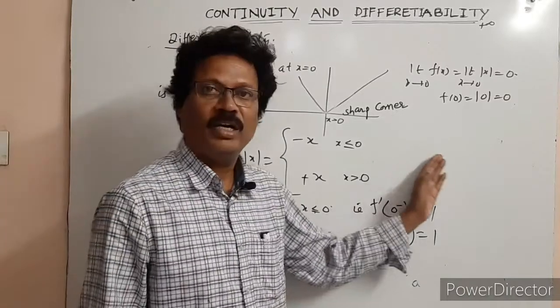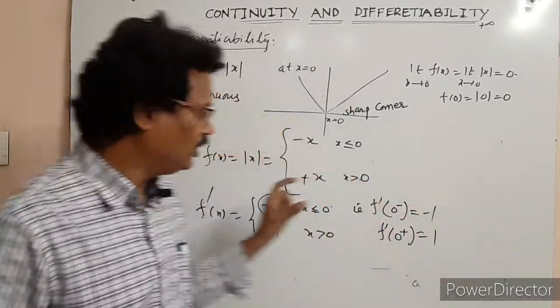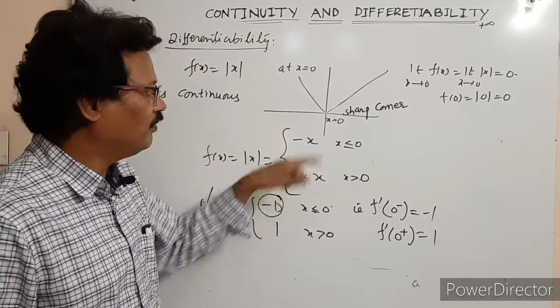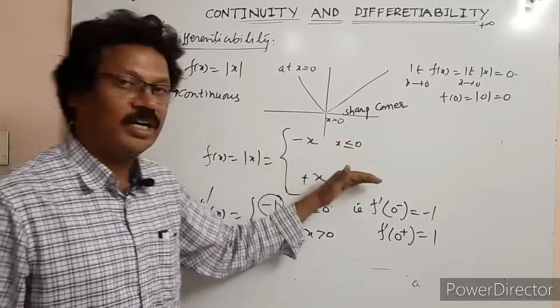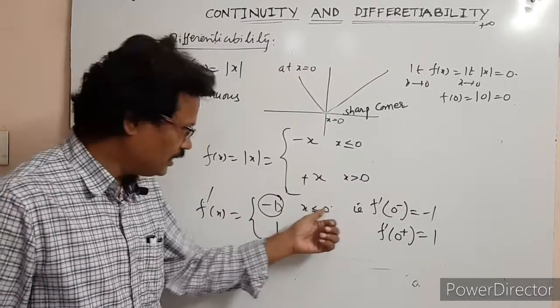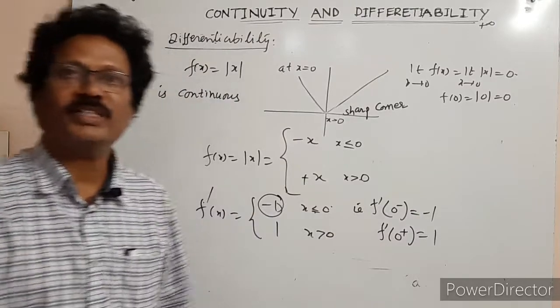Therefore, this method will be simple. Instead of writing all those limit notations, we split the function like this. We want the differentiability at x is equal to 0, that is why less than or equal to 0 and greater than 0. Just less than 0 is the left derivative, just greater than 0 is the right derivative. Simply we can say like this.